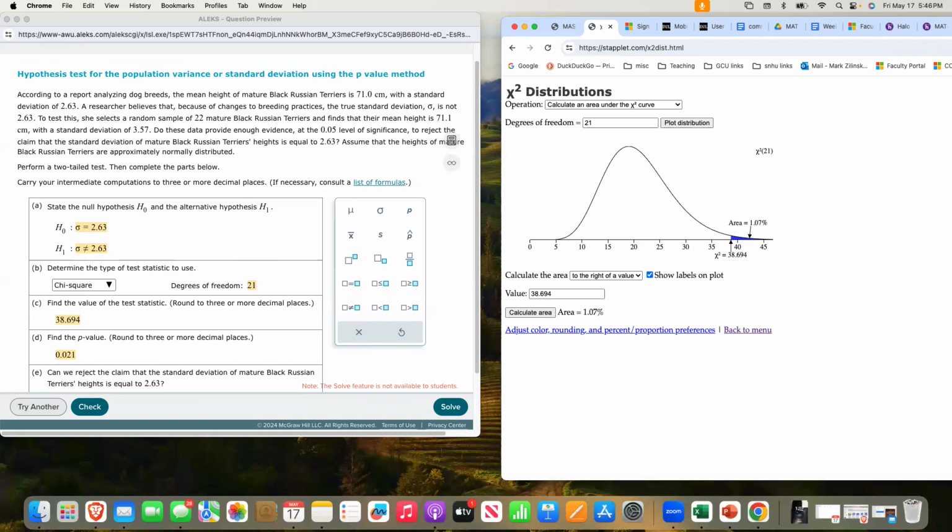So here we are again, an example of a hypothesis test for a population variance or standard deviation. In this case, it was a standard deviation using the p-value method. Okay, so there you have it.